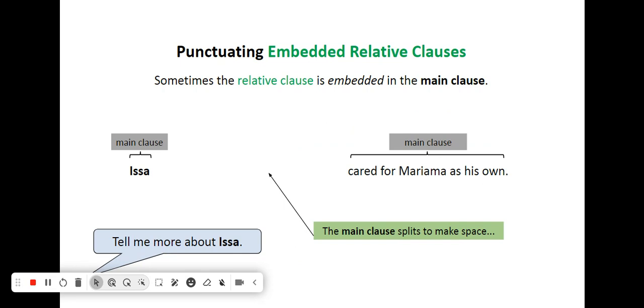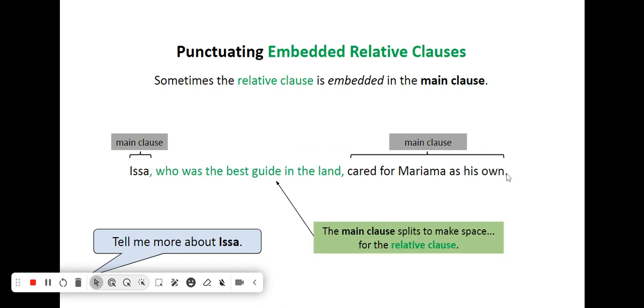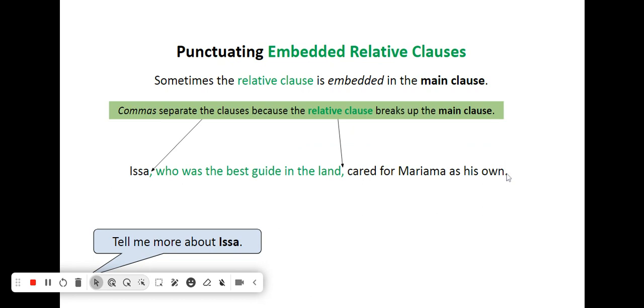Isa as a main clause and cared for Mariama as his own is the other part of the main clause, and in the middle we're going to place our relative clause, because our relative clause needs to be next to the person that we're talking about or the thing that we're talking about. So Isa, who was the best guide in the land, cared for Mariama as his own. Commas separate these clauses because the relative clause breaks up the main clause. If it breaks up the main clause, we need to put a comma.